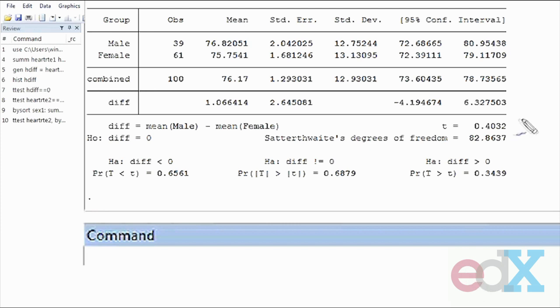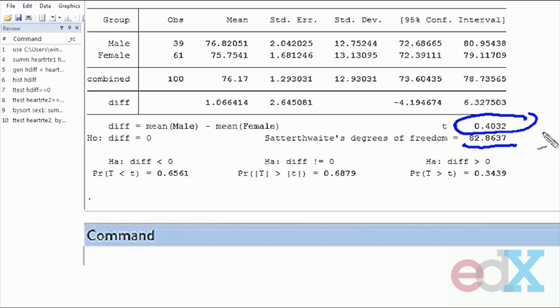We can see that our test statistic is 0.4032, and our degrees of freedom are 82.8637. Now with unequal variances, we know that the distribution of the test statistic is not exactly a t-distribution, so we sort of have to approximate it with a t-distribution. And that's why we get these funky degrees of freedom, because we have to approximate this distribution.